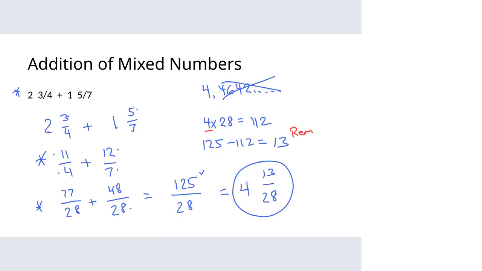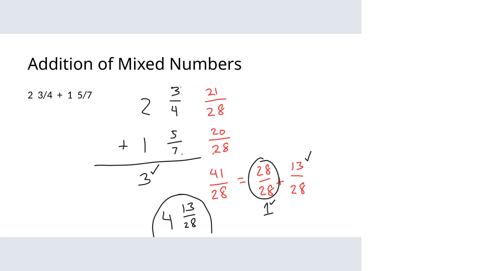Same answer we got the other way. It better be. I think if I had a personal preference, it would be this way, which is why I saved it for last. But if you like converting them to improper fractions first, you absolutely can. Let me know if you have questions about this before I have you try one.